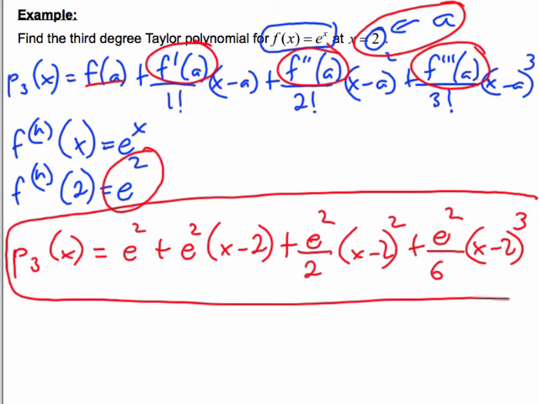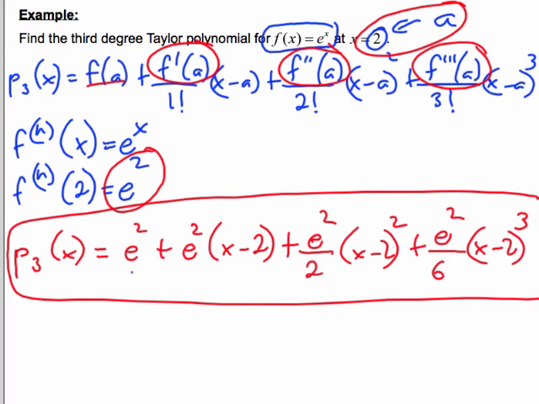And there's my Taylor polynomial, which of course you could use this formula to approximate values of e to the x around x equals 2. So if you wanted to approximate e to the 2.3, you could put 2.3 into your formula, and that would give you an approximation for e to the 2.3.